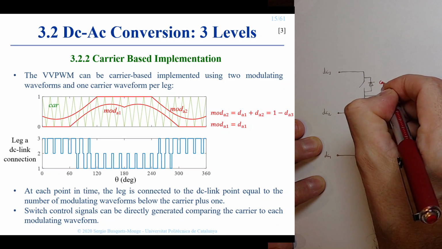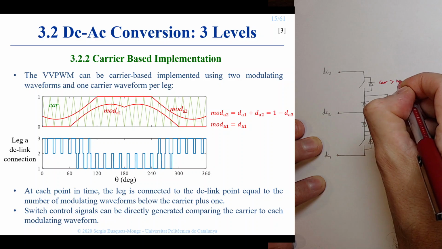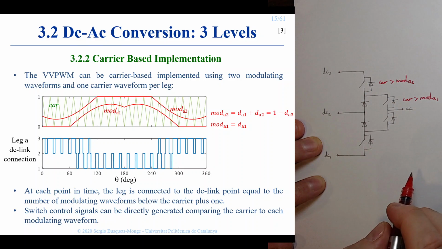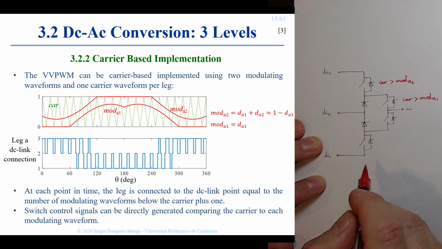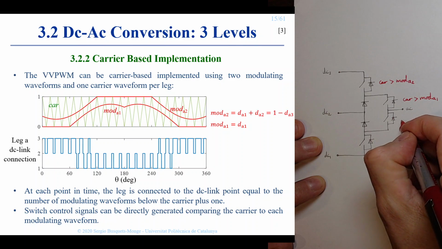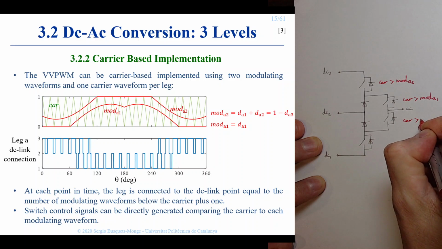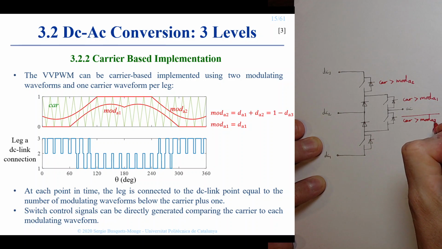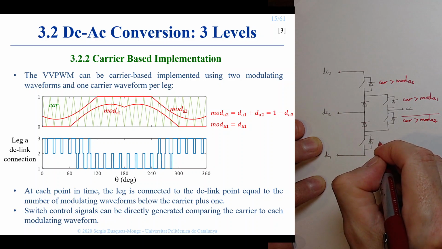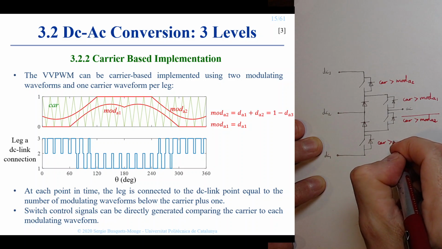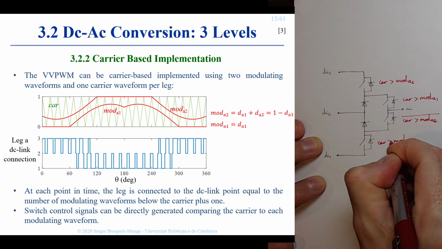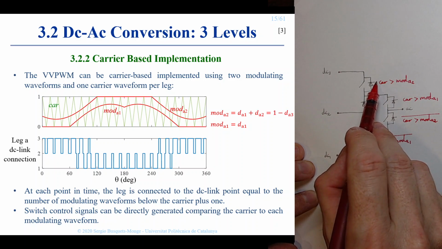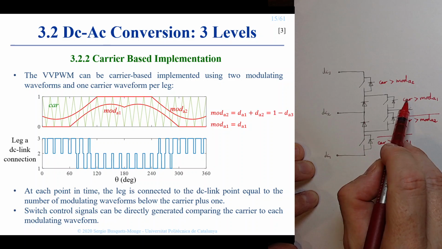Then, by comparing the carrier to modulating signal A2, we will obtain the control signal for this switch, and then the control signals for the other two switches will be the complementary signals. This will be the complementary signal of this one, and then this will be the complementary signal of this switch, okay? This is the complementary signal of this one, and this is the complementary signal of this one.